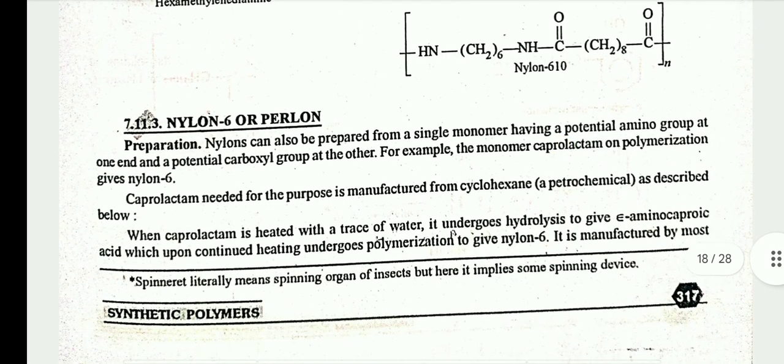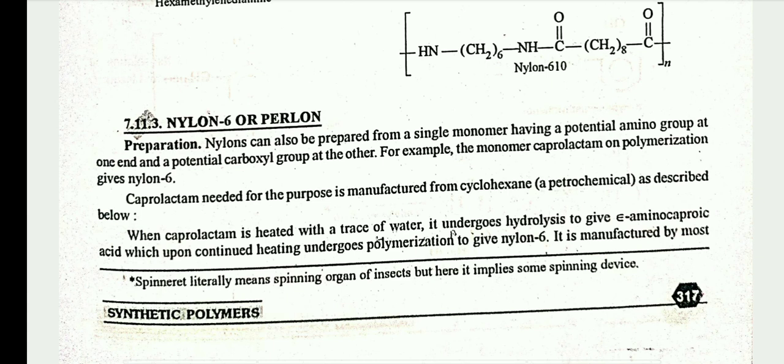Nylon 6 or Perlon preparation. Nylon can also be prepared from a single monomer having a potential amino group at one end and a potential carboxyl group at the other. For example, the monomer caprolactam on polymerization gives nylon 6. Caprolactam needed for this process is manufactured from cyclohexene, a petrochemical, as described below.